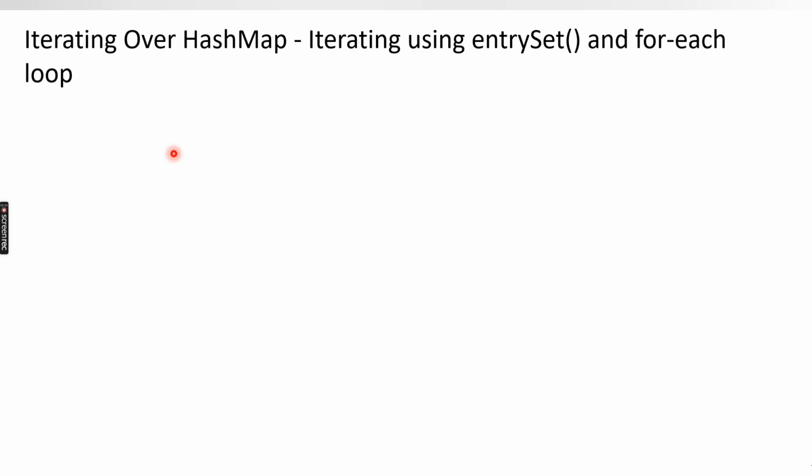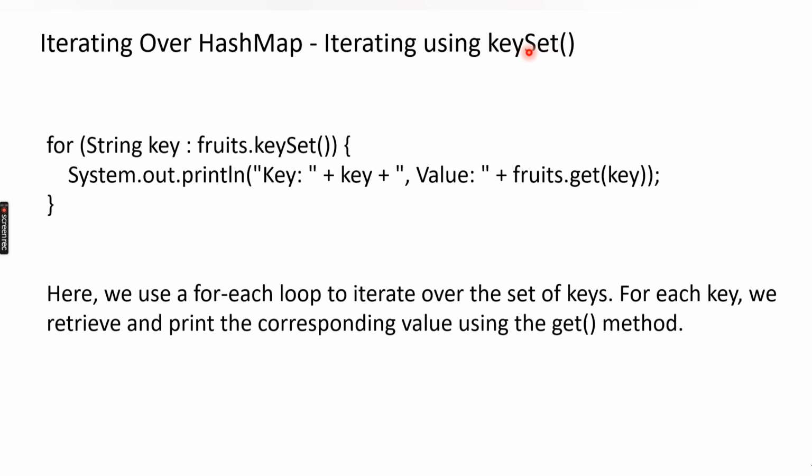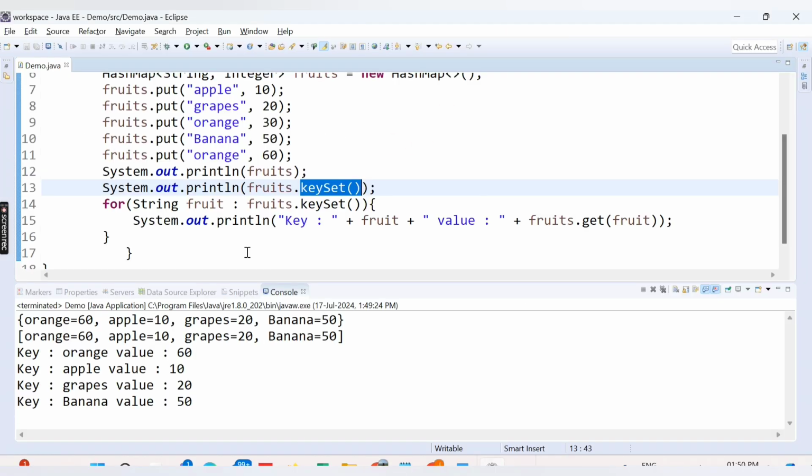In this video, we are going to learn how to iterate over a hash map using the entrySet method. In the previous video, we already learned how to iterate over the hash map using the keySet method. So what was this keySet method doing? Here I have printed the statement.